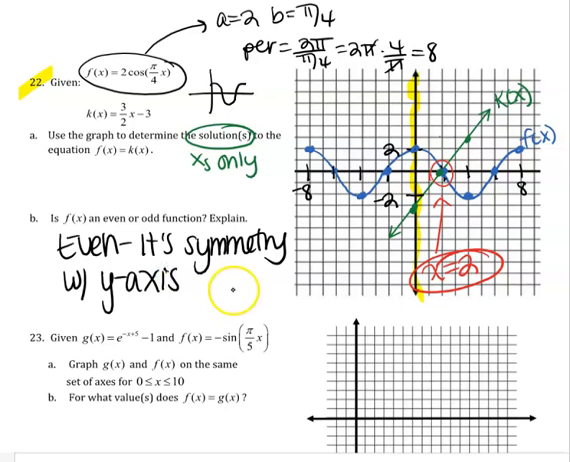Now, fun fact, if we were talking about odd functions, sine is an example of an odd function because it would be symmetric with the origin, which means you can rotate it 180 degrees and it would look the same. Okay, so sine is an odd function, cosine is an even function.